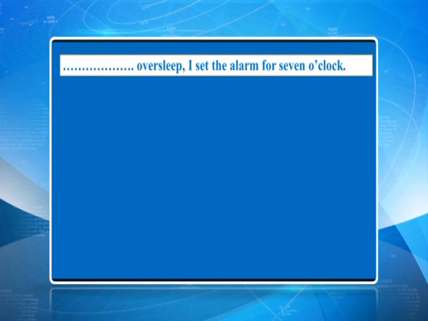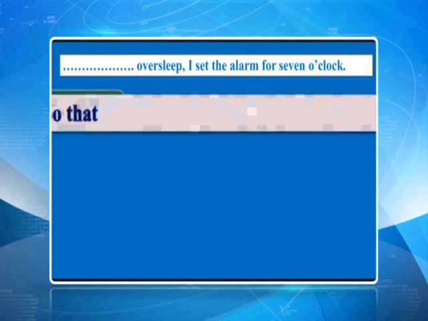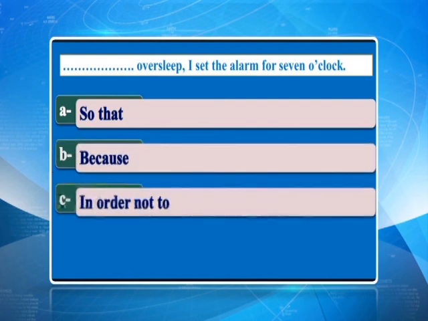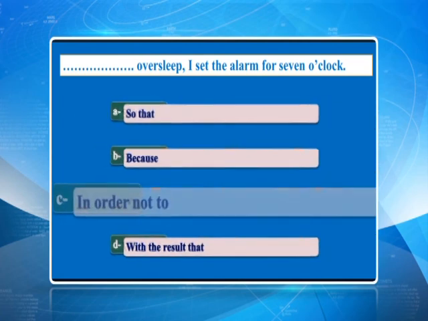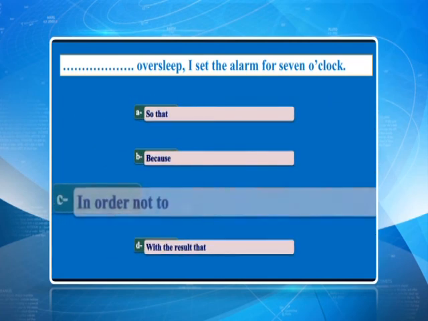Space, oversleep, I set the alarm for 7 o'clock. So that, because, in order not to, or with the result that. Here I have a base form of the verb, oversleep. So the best expression from this list is, in order not to oversleep, I set the alarm for 7 o'clock.